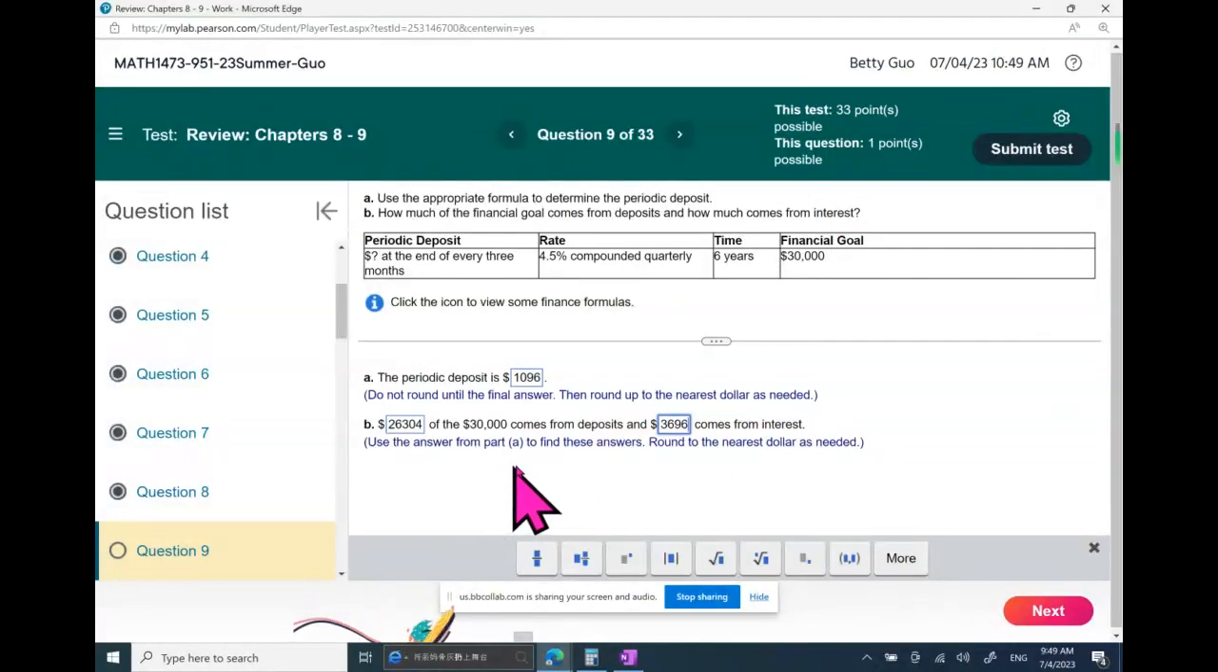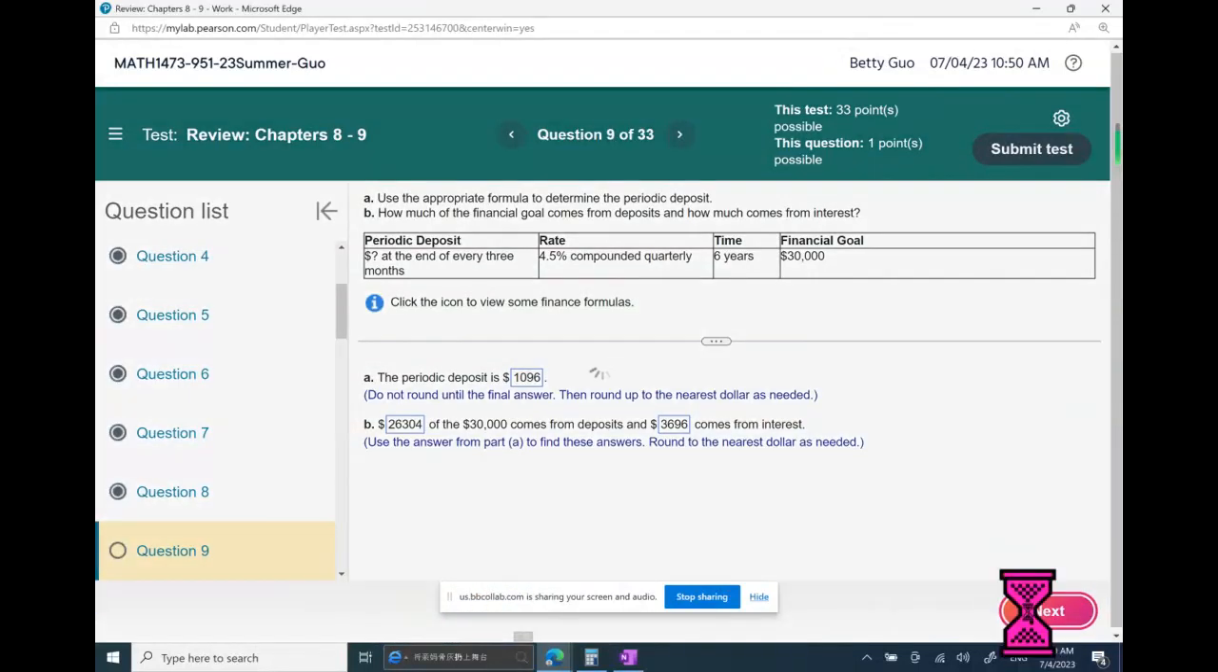3696. Use the answer from part A to find these answers. Round to the nearest dollar as needed. And make sure those two values do add up to 30 grand. Did I make any mistakes? Nope. That's correct. Next.